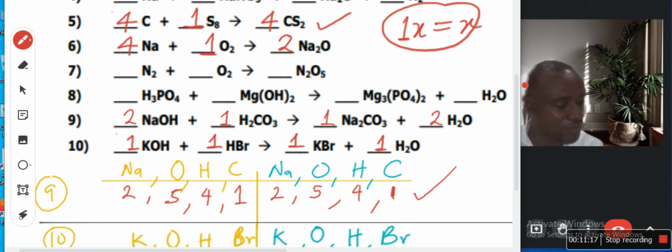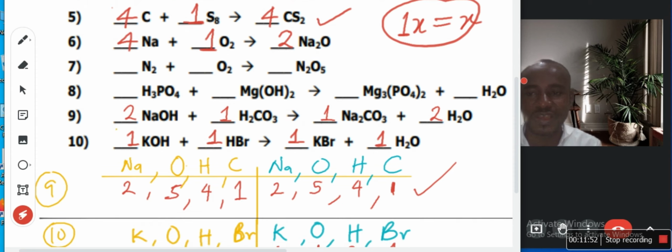Let's look at the next number. Which number can I show you now? We've done 5. We've done 4. Can we look at number 7? Let's look at number 7. Let's balance number 7.